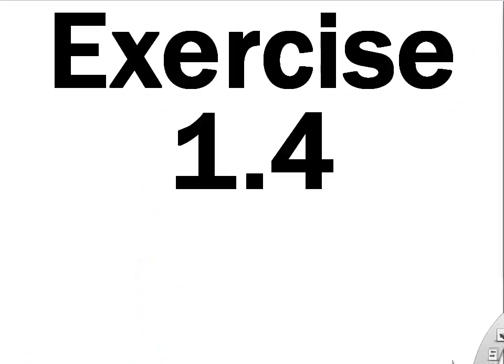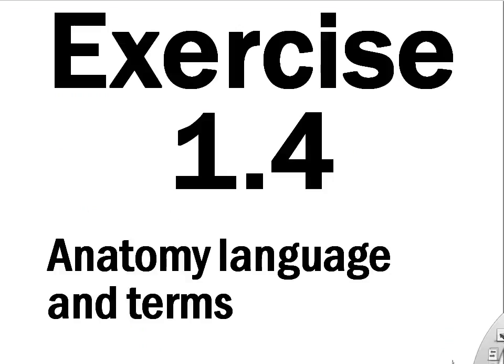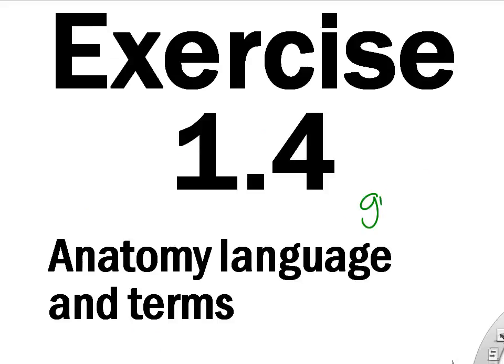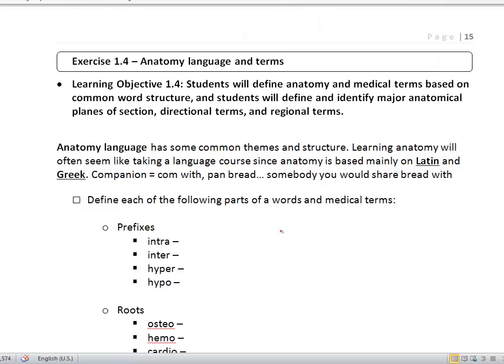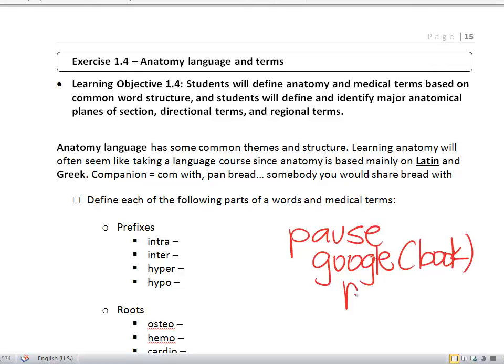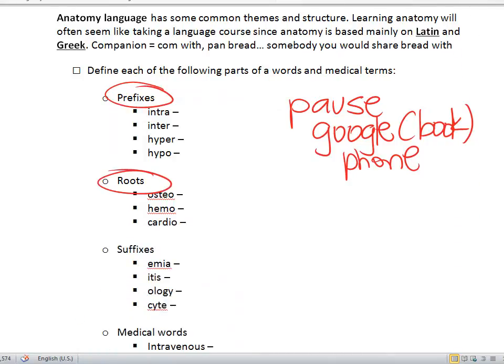All right, next, we're moving on. Exercise 1.4, Anatomy, Language, and Terms. This is a fairly large chunk of your lab manual, but we'll start with the language of anatomy. What does that mean? Well, a lot of the language of anatomy is Latin and Greek. All right, so that's kind of sad if you don't want to learn a new language, but you're going to kind of have to from time to time in our class, because anatomy terms are based on Greek and Latin.